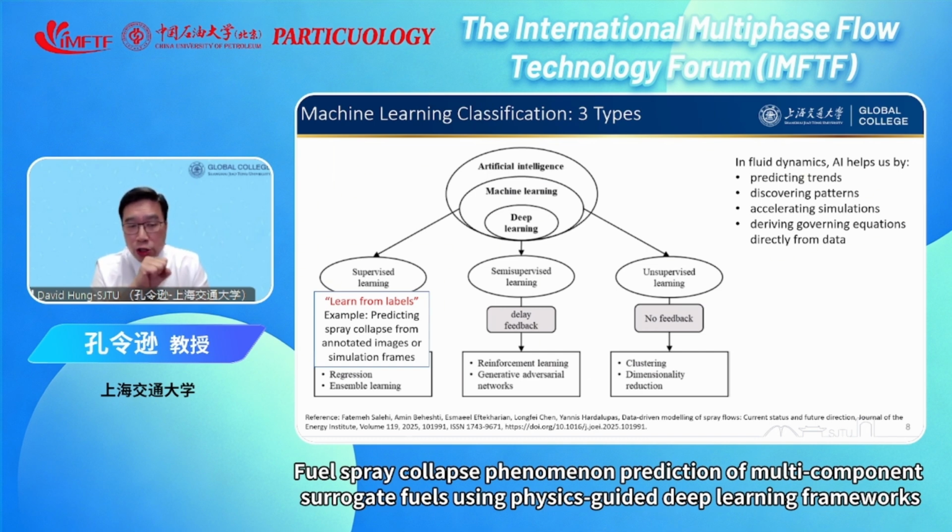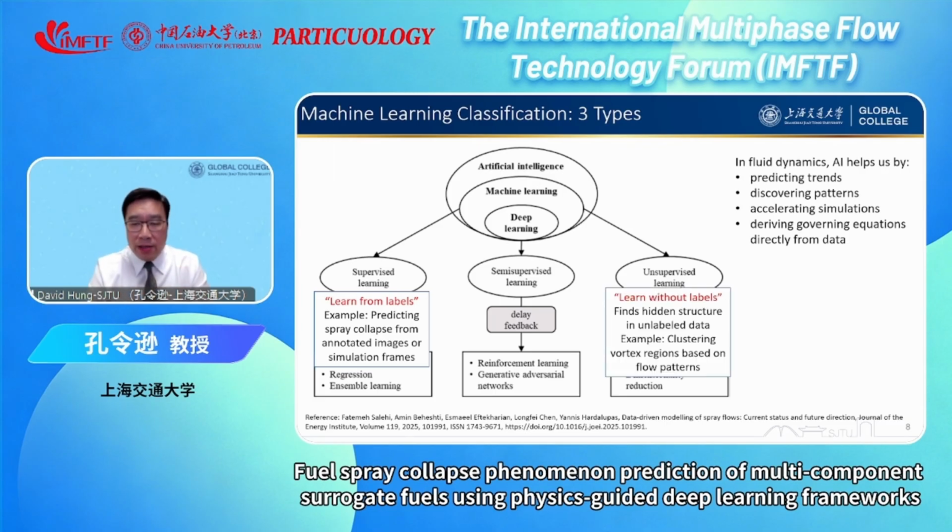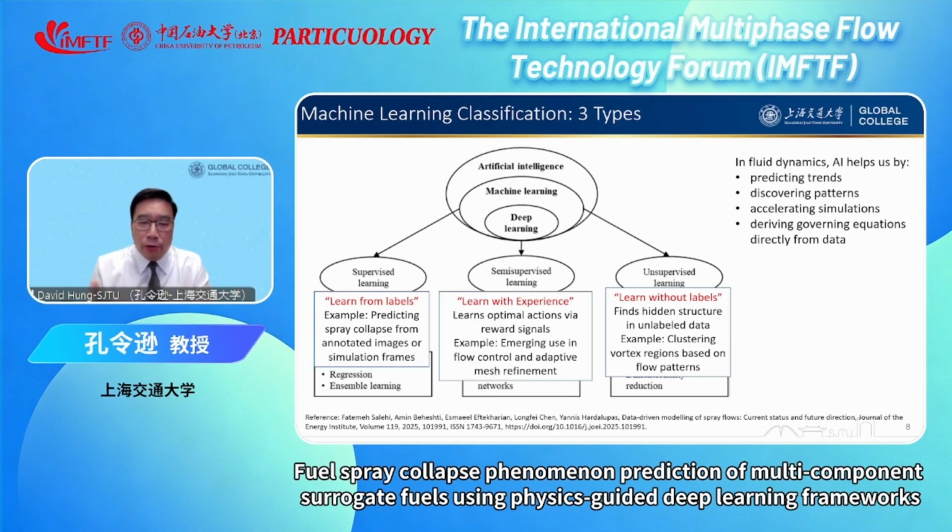In this case, actually the spray collapse from this work. If you don't want to label anything, you want to just use the tools to find some hidden structure in unlabeled data. For example, clustering of a vortex pattern from a flow would be a perfect example for that. If you learn from experience, and maybe learn to optimize a certain signal, maybe a flow control or maybe adaptive mesh refinement from your experience, then we can probably lump that into what we call semi-supervised learning.